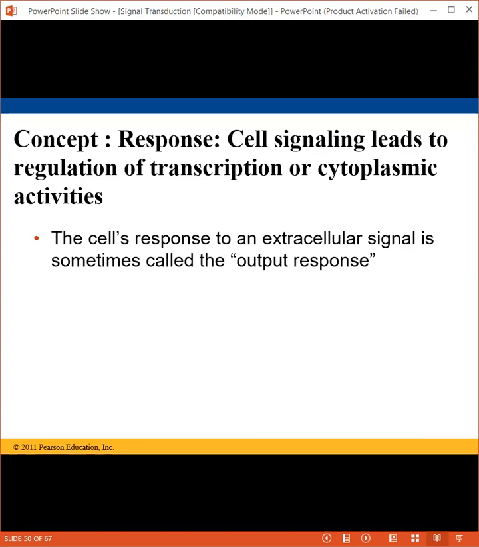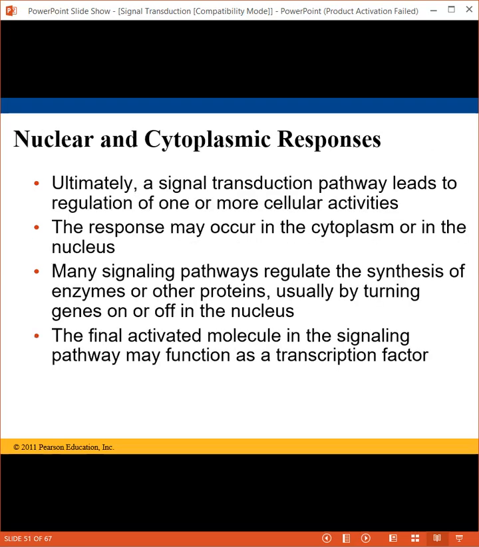Okay, so the third one of the cell signaling mechanism is response. It is very easy to understand that cell signaling leads to regulation of the transcription or the cytoplasmic activity, and as a result of that, the ultimate cellular response will be generated. So it may be nuclear responses or it may be cytoplasmic responses. That depends from time to time according to the cellular activities.